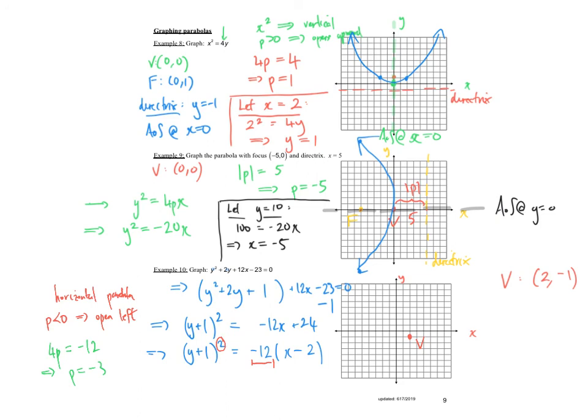So to open towards the left, that means my focus will be to the left of the vertex. So my focus is 3 units to the left of the vertex. My directrix will be 3 units to the right. My axis of symmetry will skewer through the vertex and the focus. So axis of symmetry at y equals -1. Now all we need is an additional point on the parabola.